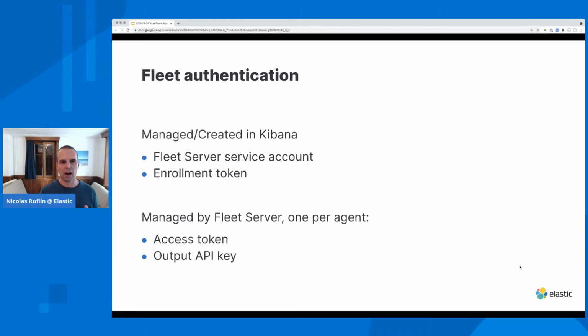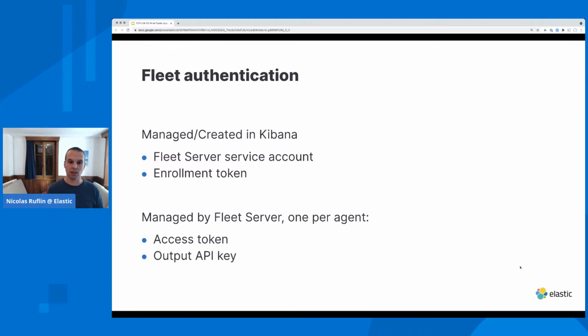So how does Fleet authentication actually work? Fleet Server uses a so-called service account. That's a new feature in Elasticsearch. It's basically a user account with multiple passwords or API keys. And the Fleet Server uses these service tokens to communicate with Elasticsearch. And Kibana, with the user you're logged in as, creates the enrollment tokens and saves them in an encrypted saved object.